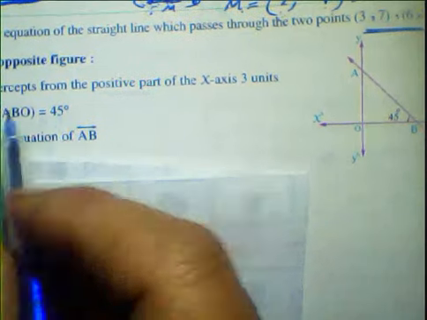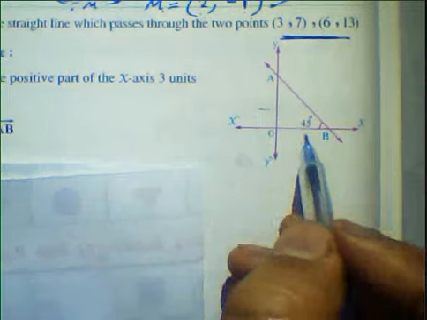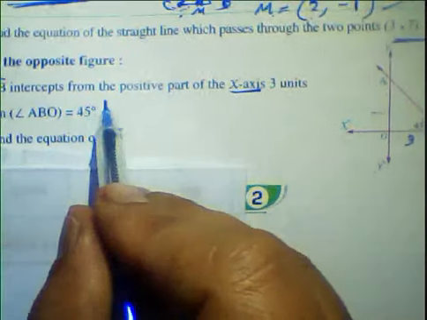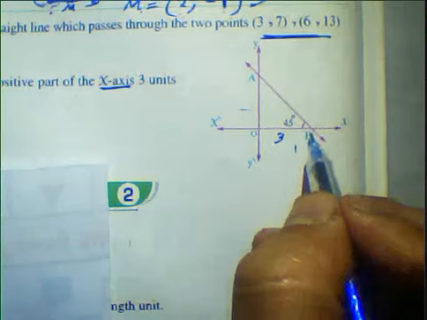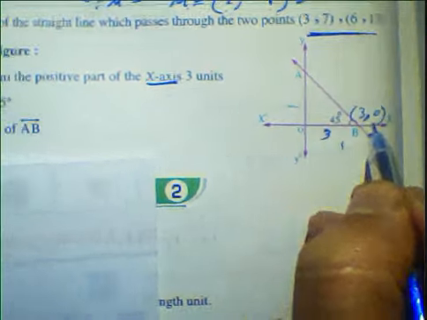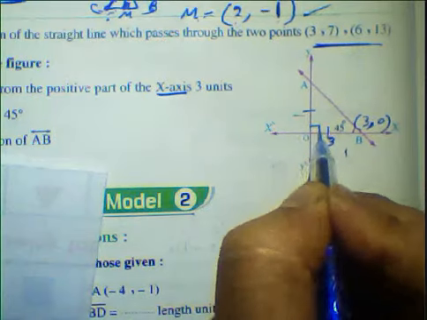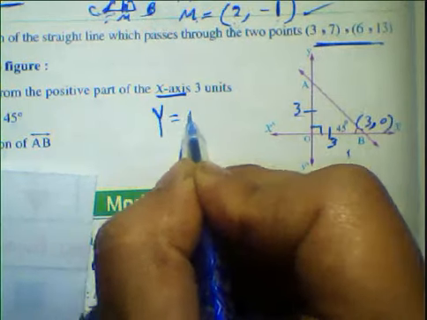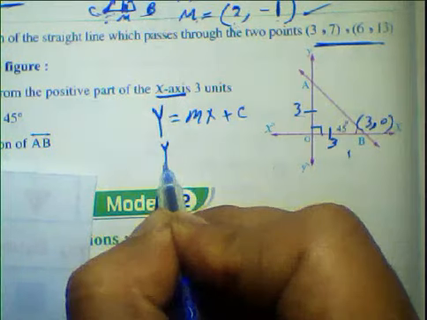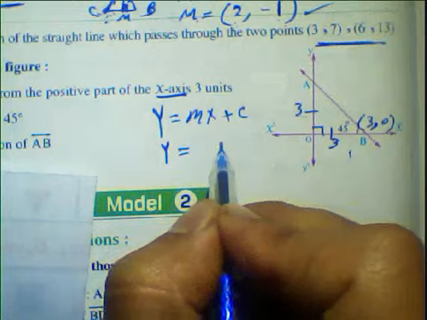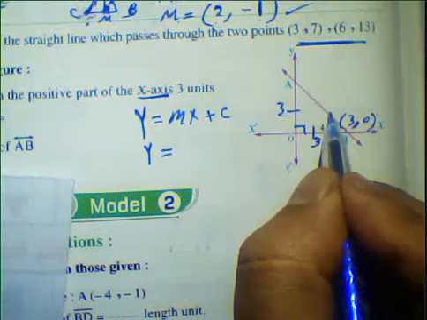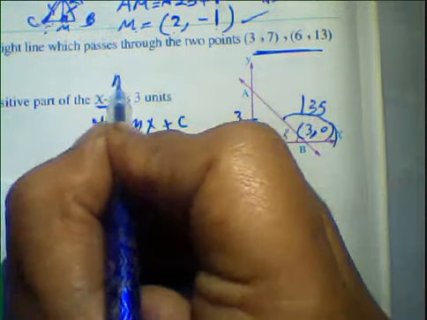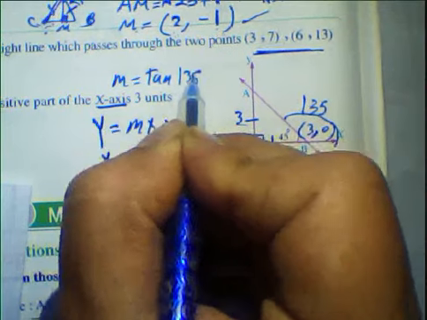Last one here: in the opposite figure, AB intersects the positive x-axis at 3 units. Okay, so B will be 3 and 0, this point 3 and 0. And we have 45, so we have a right-angled isosceles triangle. So y equals mx plus a constant. What will the slope be? The slope here will be tan 135, because this angle will be 135. Okay, so the slope equals tan 135, which equals negative 1.